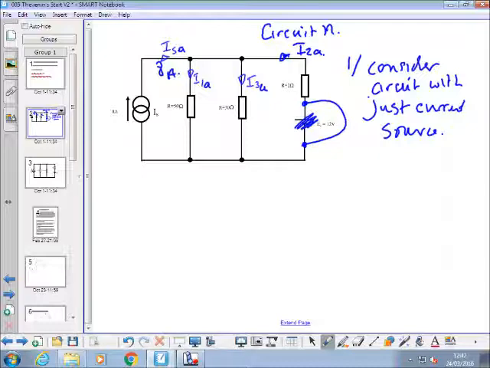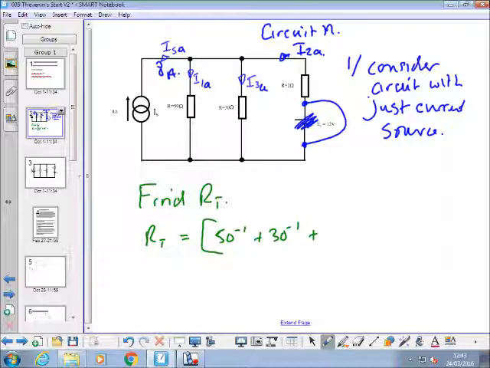What can we do now, in an effort to start solving that circuit? Total resistance. Yep, find RT. So how are we going to do that? Just 3 parallel resistors. 3 parallel resistors, yeah. So RT is equal to 50 to the minus 1 plus 30 to the minus 1 plus 2 to the minus 1.